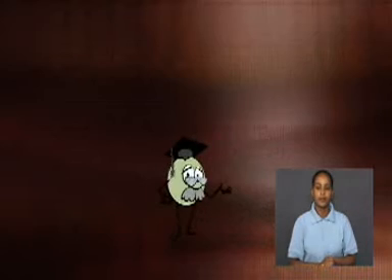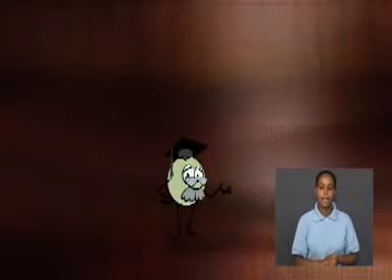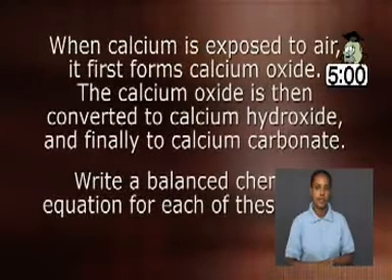When calcium is exposed to air, it first forms calcium oxide. The calcium oxide is then converted to calcium hydroxide, and finally to calcium carbonate. Write a balanced chemical equation for each of these steps. Students, let's get ready. Begin.